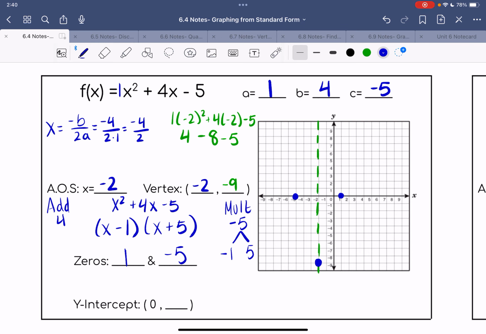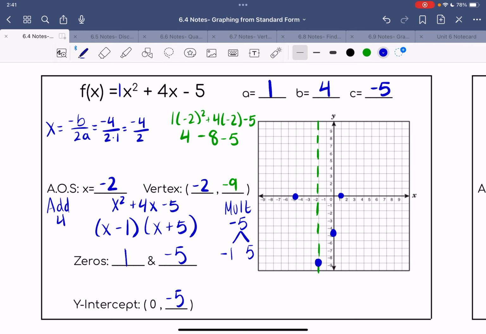Okay, last thing is my y-intercept. We talked about this on the last example. Our y-intercept is always c. So if I were to plug in 0, 0 squared plus 4 times 0 minus 5 would just be negative 5. So it's just my c value, it's just negative 5. So I'm going to go ahead and graph that on my y-intercept at negative 5.